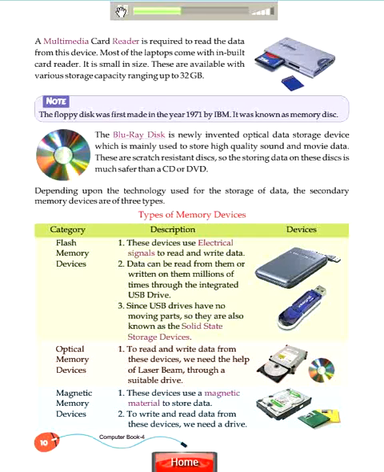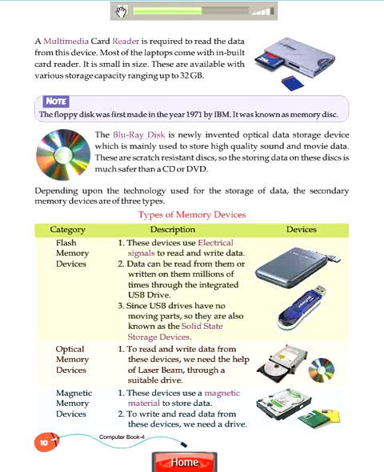Depending upon the technology used for the storage of data, the secondary memory devices are of three types. Types of memory devices. Category: Flash memory devices. Description: Number 1. These devices use electrical signals to read and write data.